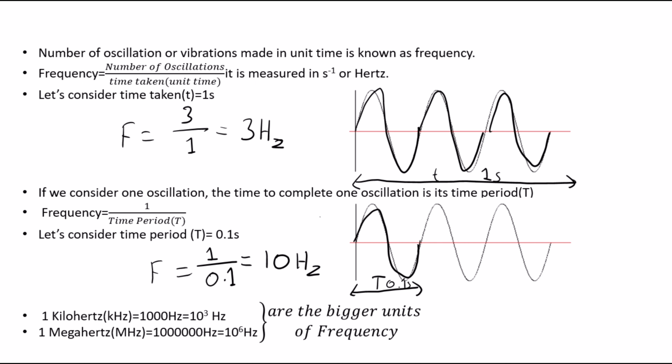And there are bigger units of frequency such as kilohertz or megahertz. Kilohertz are 1000 hertz or 10³ hertz. Megahertz are 1,000,000 hertz or 10⁶ hertz. They are denoted by this. There are also bigger hertz than these, like gigahertz and terahertz, and so on.